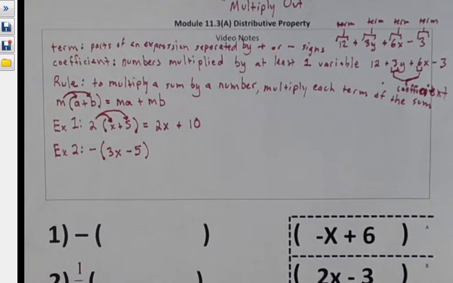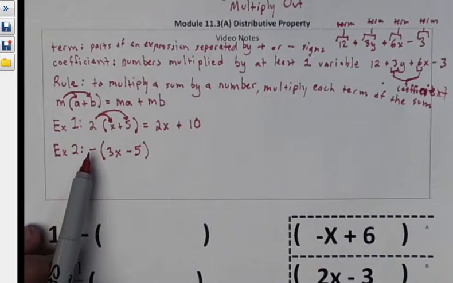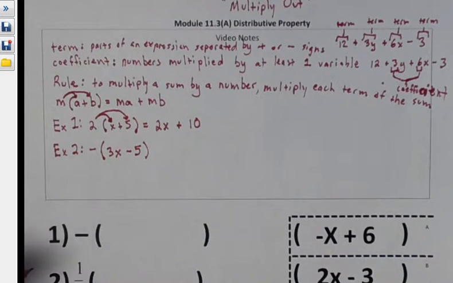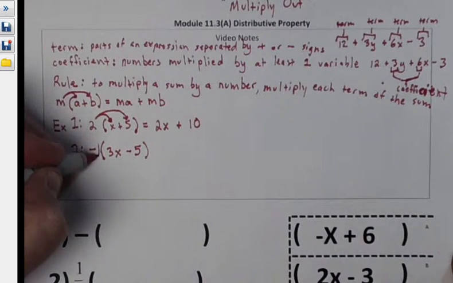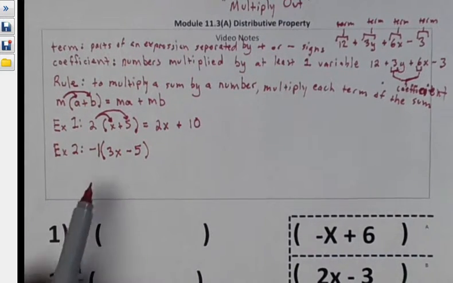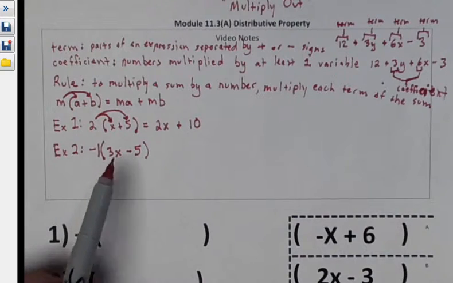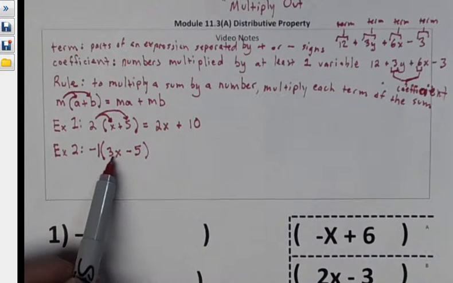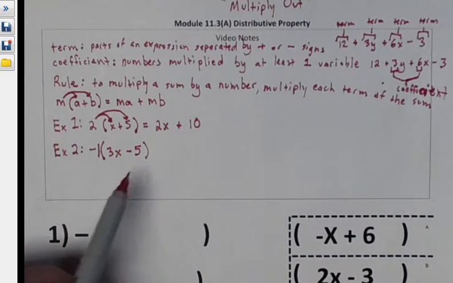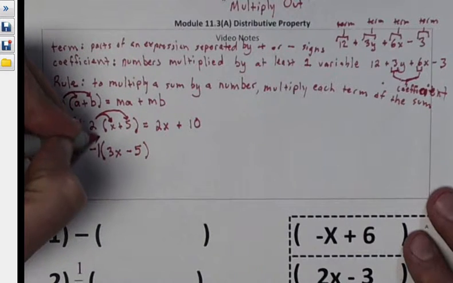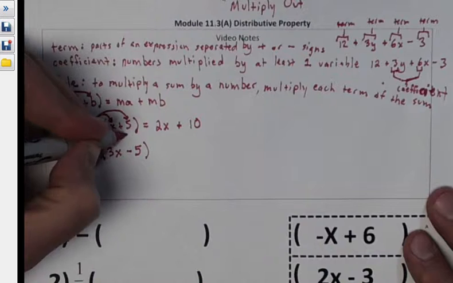Alright, in example 2 here, the coefficient is just a negative sign. Well, if you just see a negative sign, what that really means is negative 1. So it's negative 1, and I'm going to distribute or multiply it out to both terms, 3x, which is one term, and 5, which is the other. So let's draw our arrow to remind us what we're doing. We're going to multiply it by that, and we're going to multiply it by this.